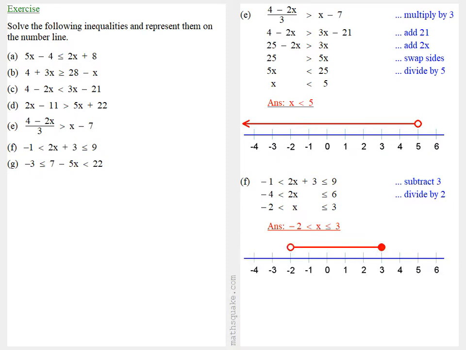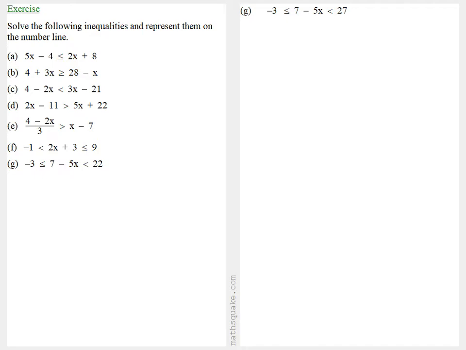So we draw a circle above minus 2, and that's left empty because x cannot take the value minus 2. And we draw a circle above 3, but we fill it in because x can take the value 3. And we draw a line between those two because x can take any value between minus 2 and 3.